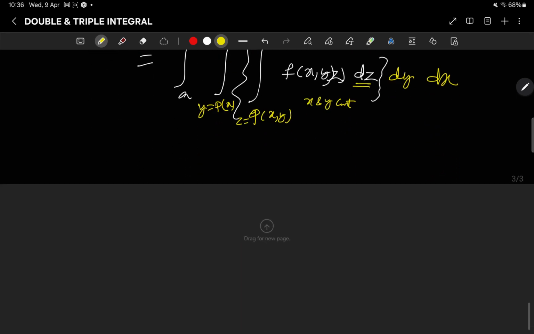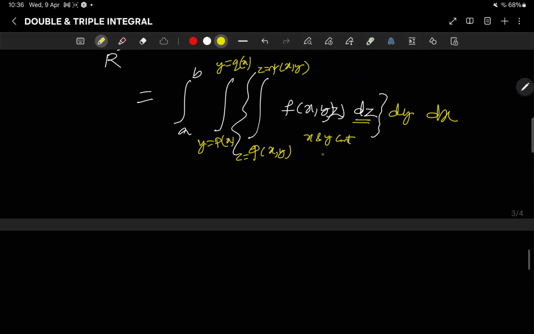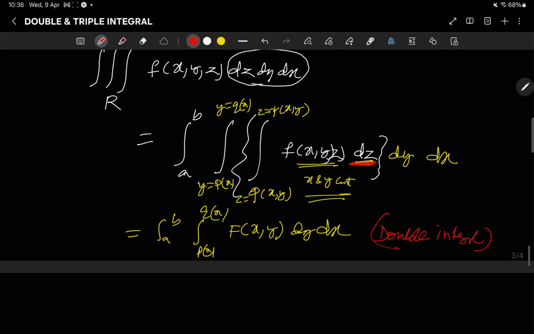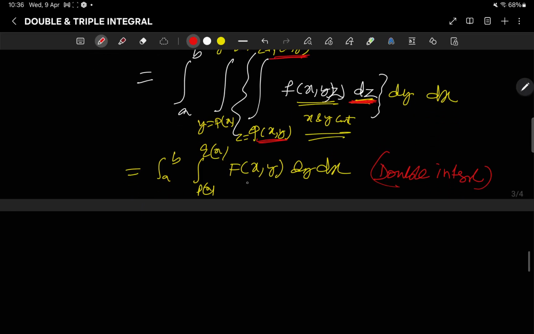Now if you evaluate the inner integral, this will give you the integral from a to b, now it is p(x) to q(x). There will be no z, it will be a function of x and y, dy dx. Now it is reduced to a double integral. So you should see that if this is z, this limit of integration involves the other variables.